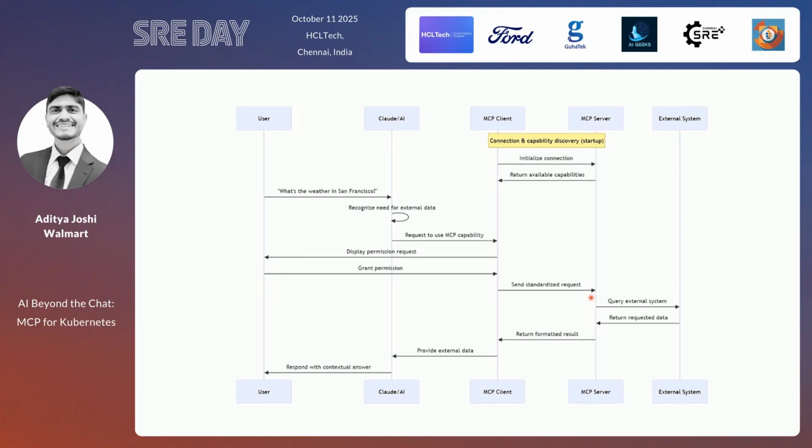Now, the MCP server is going to send that request to the external system, right? It can be a weather API, and then it's going to get the response back. The response is now sent back to the client, and from the client, it is sent back to the Claude AI. Now, at the Claude level, once the response is here, it sends that response back to the user with some enriched data, right?